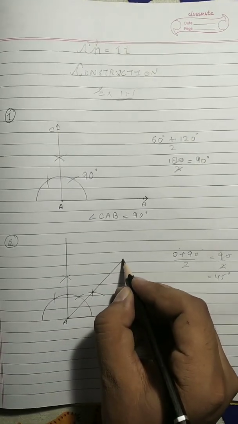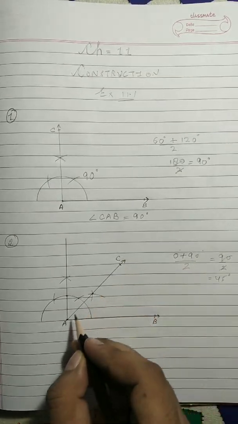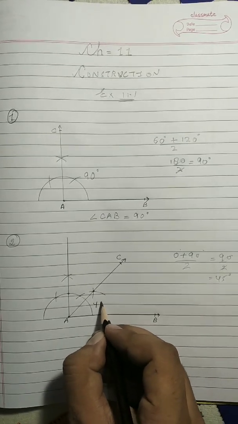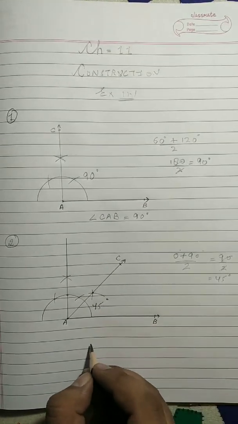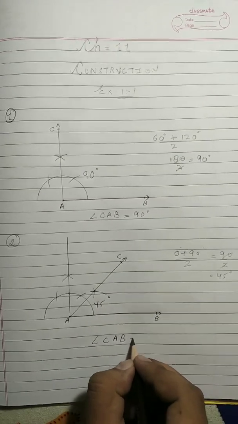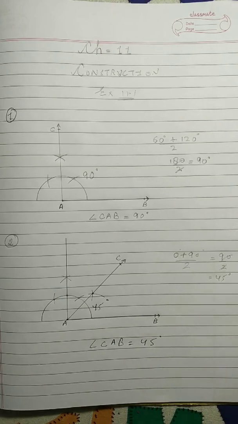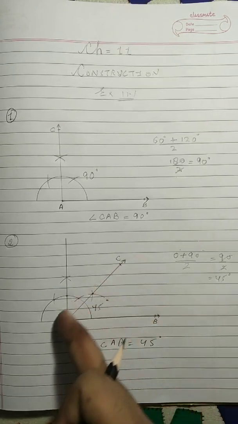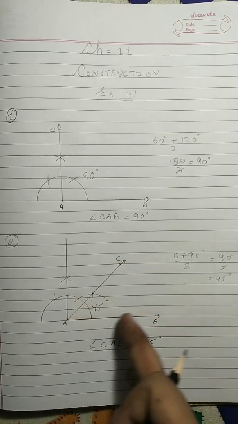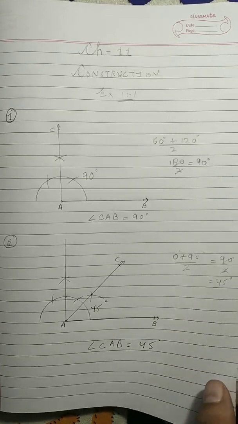See this? Now make an arrow and mark it C. Now CAB is 45 degree. Just write angle CAB is 45 degree here. Okay, you have to focus on this point. This is CAB, 45 degree. So this is done. Moving on to the next question, which is question number 3.